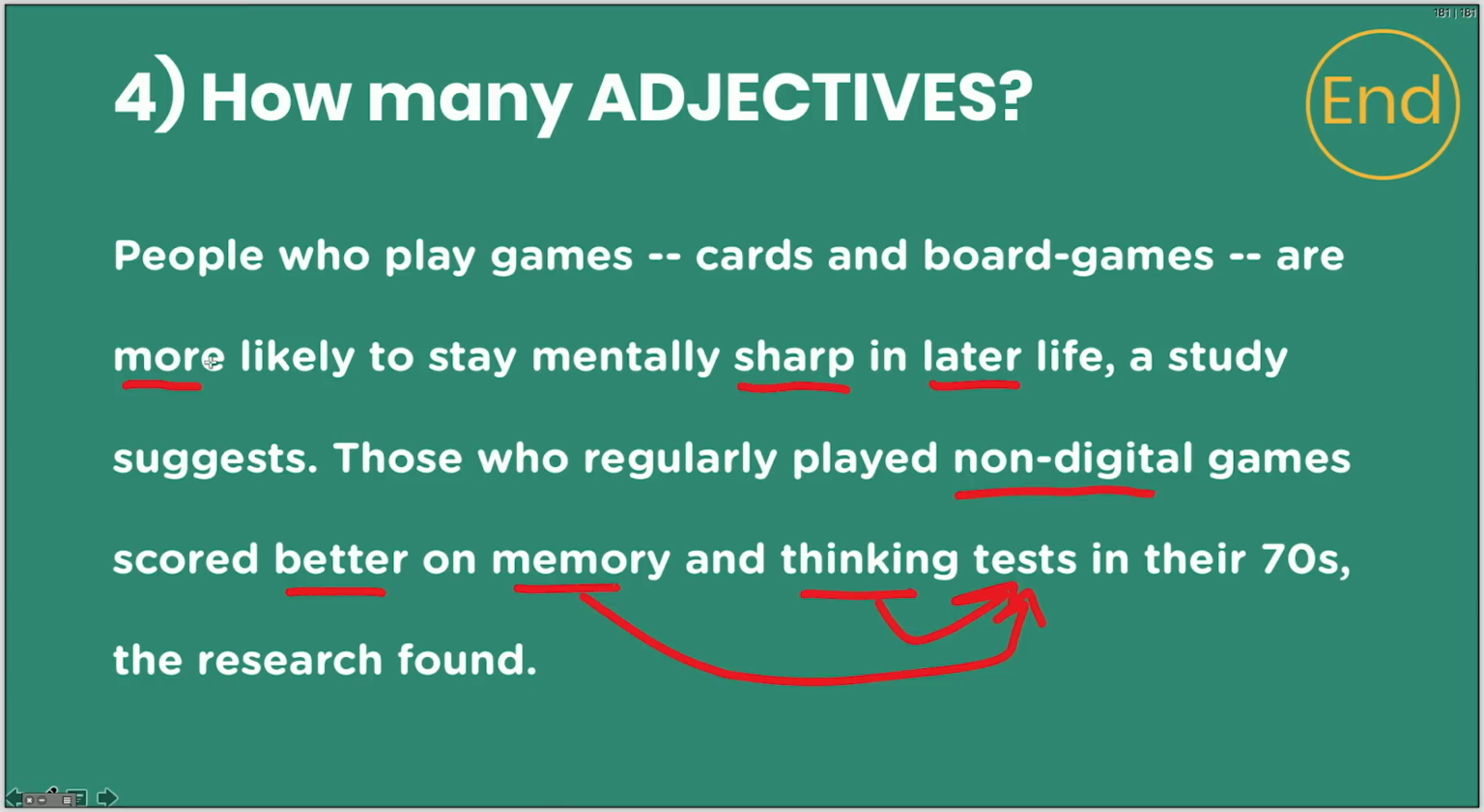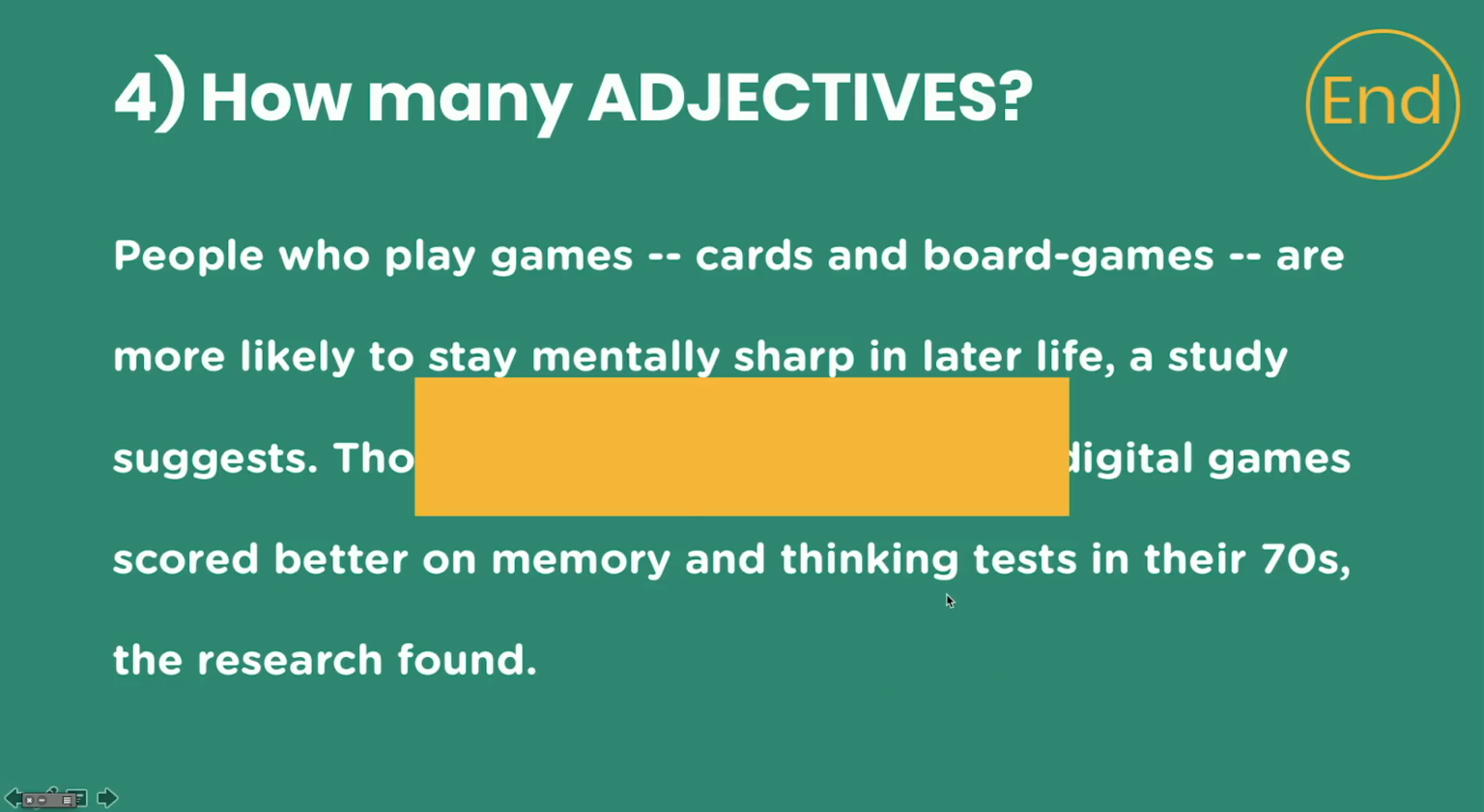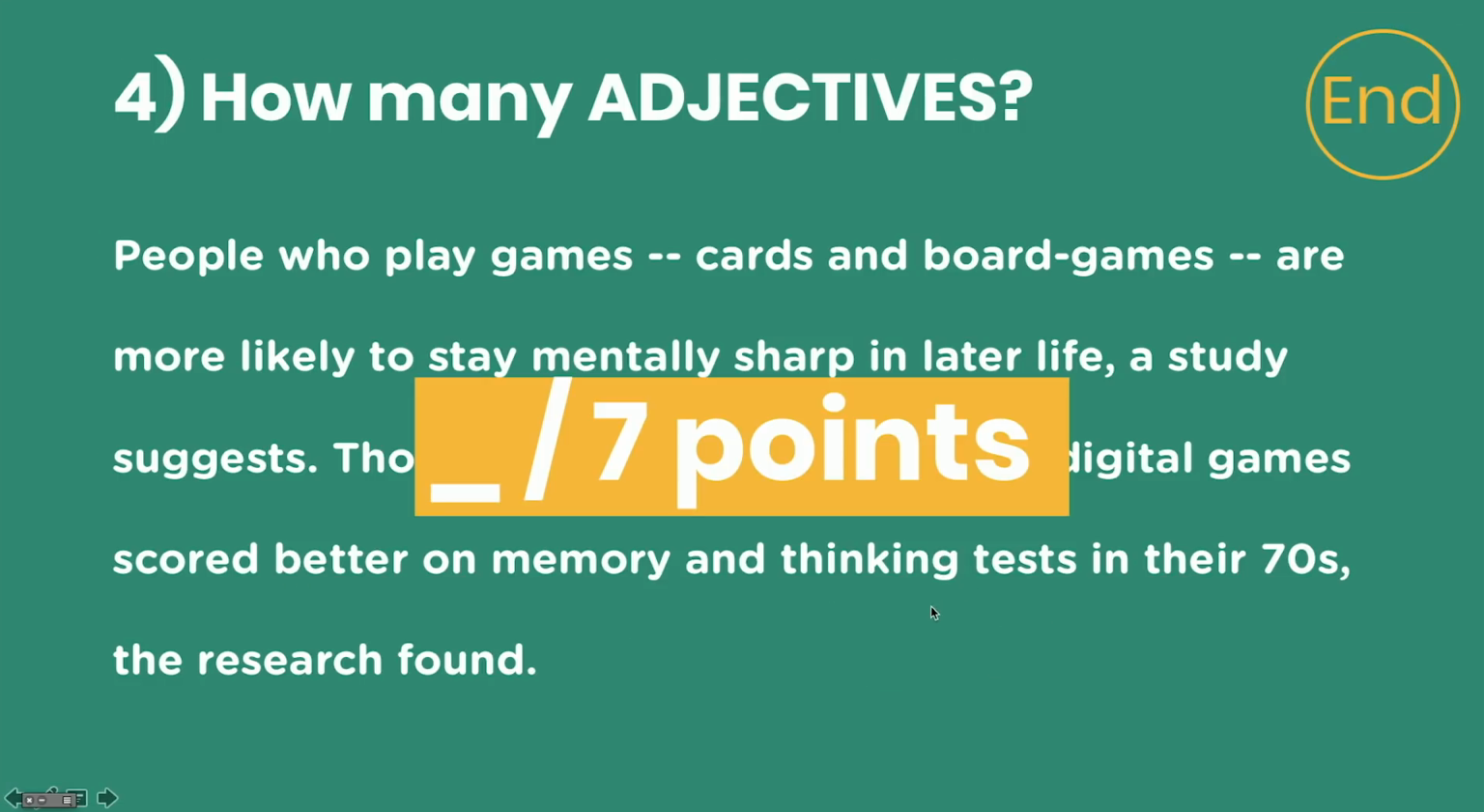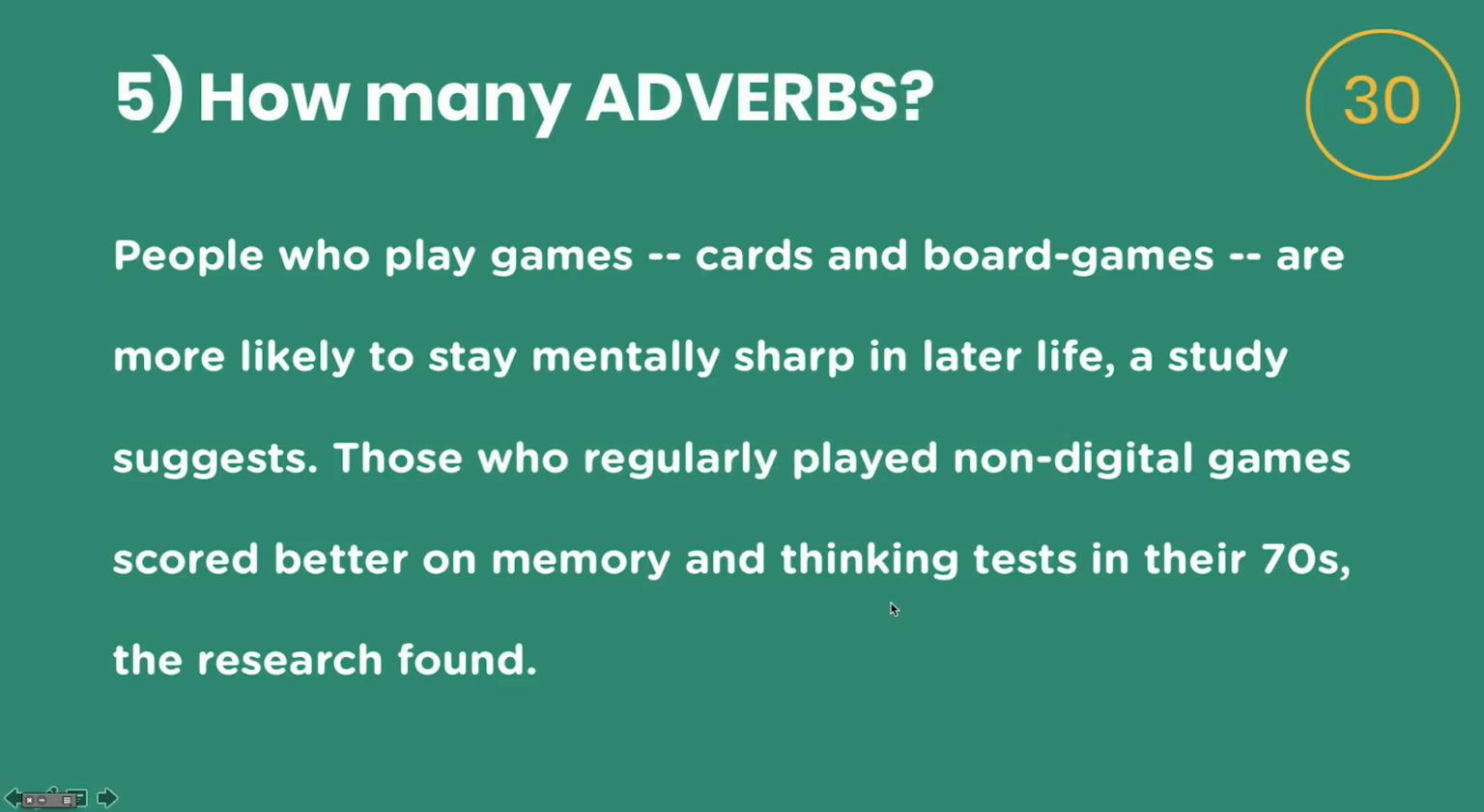So all up we have 1, 2, 3, 4, 5, 6, and 7 adjectives there. So 7 points for adjectives. How many did you get? Let's now find the adverbs. I'll give you a little hint. This is pretty easy. Most adverbs finish with an ly ending, like quickly or quietly. So that will be helpful here.